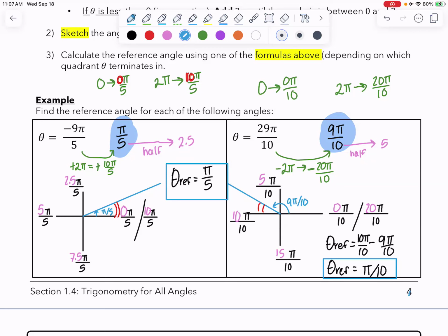Those are reference angles for radians. So hopefully that trick helps a little bit. I find it quite useful, saves me a lot of time in not using my calculator.